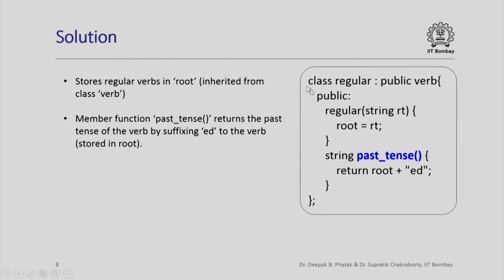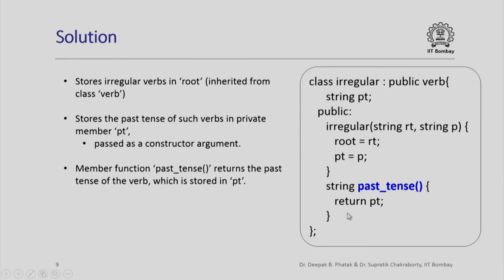And then there is this public member method, pastTense. What does it do? It's going to return the past tense of a regular verb, and this is the easier case. It can just return the string that was stored in the root, which was the actual verb, concatenated with ed. If you recall, this plus operator is concatenation for the class string, and so here this will return the string stored in root followed by ed. So this is the simple case, the regular class of verbs as a class derived from the class verb.